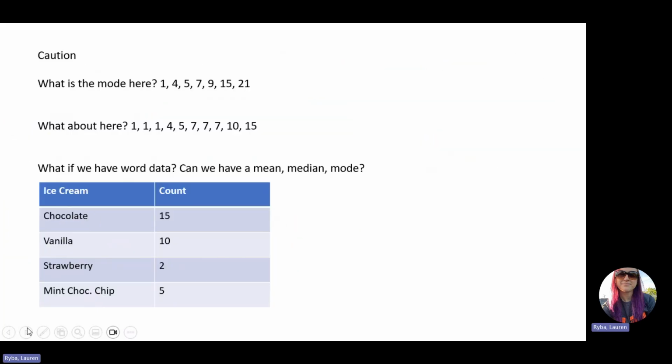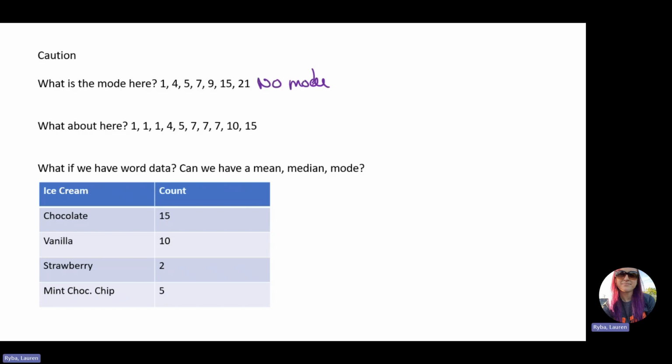So words of caution here. We did see a data set like this where all of the data was unique. So it is possible to have no mode. No mode can occur when we, in fact, have no values that are occurring more than the rest.